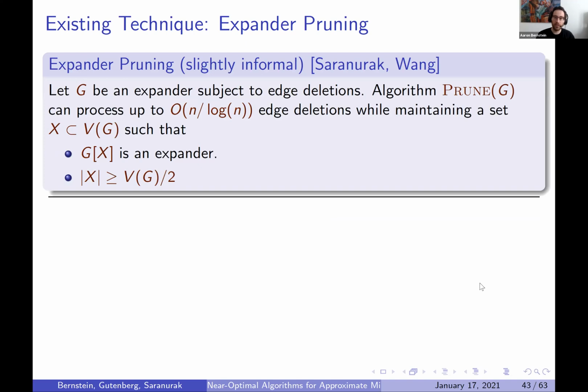But basically what expander pruning says is that if you have some original expander and the adversary starts deleting edges, then most of the edge deletions won't have a big impact on your expander. Maybe they can disconnect some small parts of the expander, but because the expander is so well connected, if you only delete a small number of edges, this will only have a small impact. So you can always maintain a large set that remains an expander in the original graph. And as long as the number of deletions is not too big, like n over log n, you'll always have this large expander inside G.